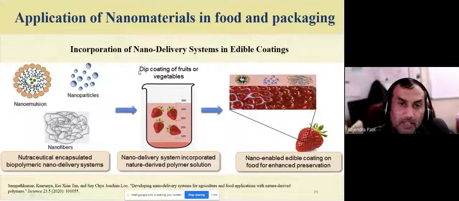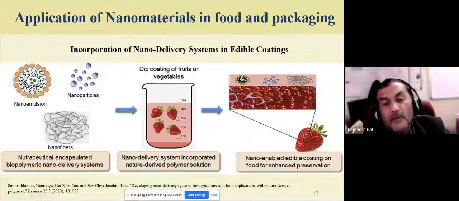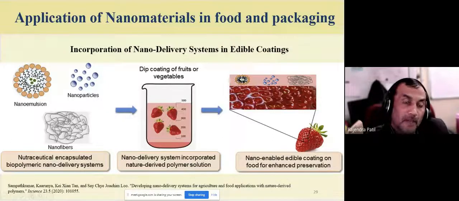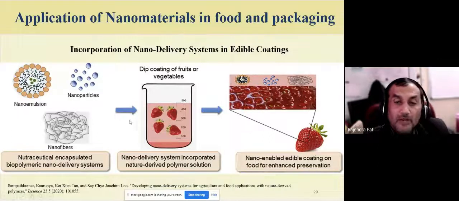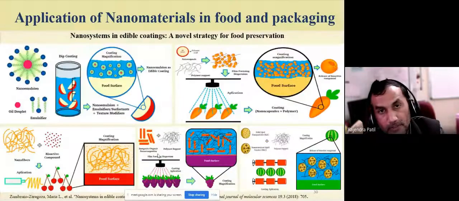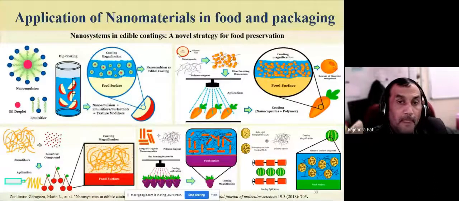The fruits are dip coated, immersed in a solution of nanomaterial, take an example of selenium or zinc oxide. So these fruits are dipped into the solutions of nanomaterial, and these nanomaterials are made to layer as a single layer, or made to adhere on this food, and that's how the coating of the nanomaterial is developed on the food. Now, what are the different nano systems in the edible coating?